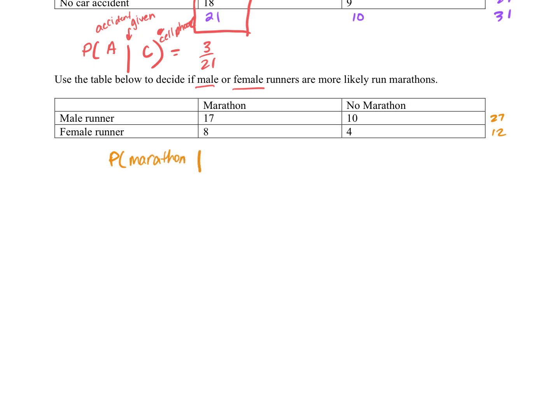given, again, I like to use that vertical line just because that's a very standard notation. It makes it easier for me to kind of keep everything straight. Given that somebody is a male is 17 out of 27. And given the probability of running a marathon, given that someone is a female is 8 out of 12. Now, does this answer the question of which one is more likely? Because now, if these were both out of the same number, we could directly compare them. But because they're out of different numbers, we've got to turn them into relative things. I happen to know that 8/12 is 2/3, so I'm going to call it 0.667.